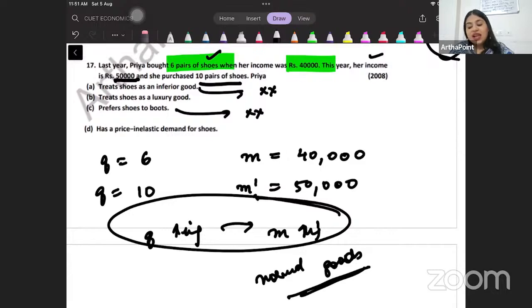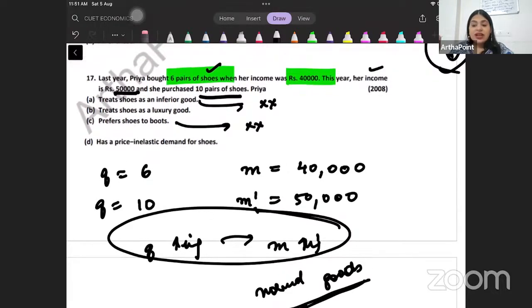Has price inelastic demand? We cannot talk about price elasticity here because it is a relation with income. So this cannot be true. So normal नहीं दिया, so I will go with luxury. So I can just highlight and say that she treats it as a luxury good, right?